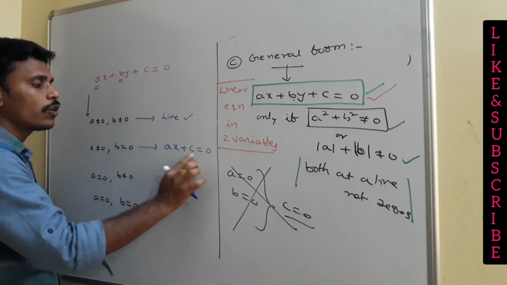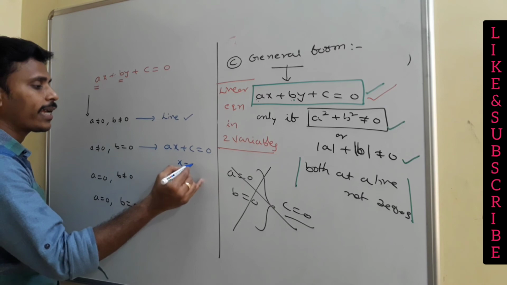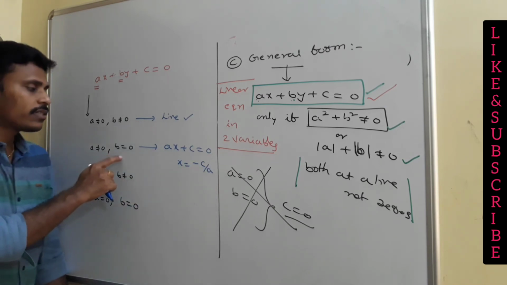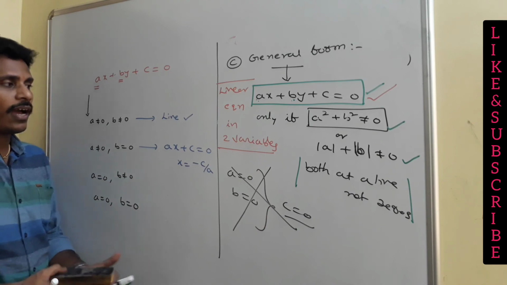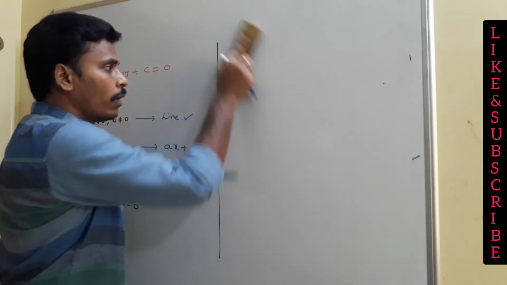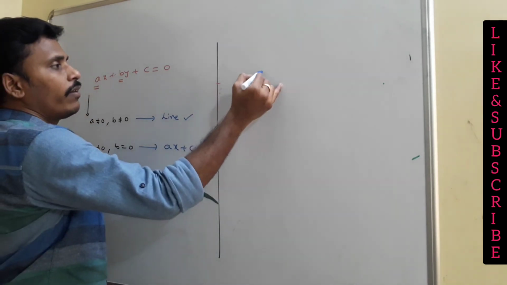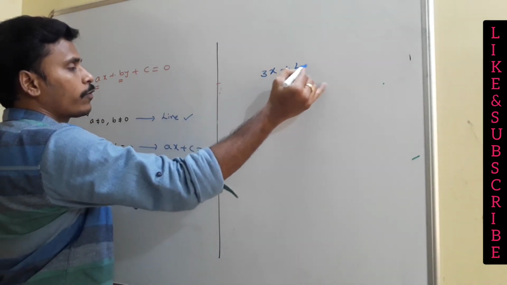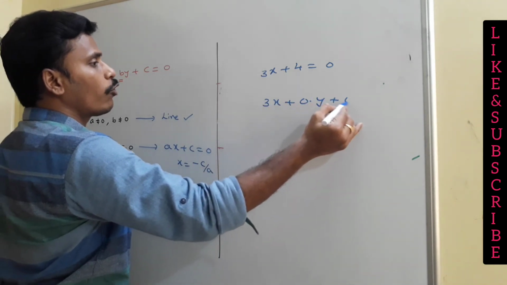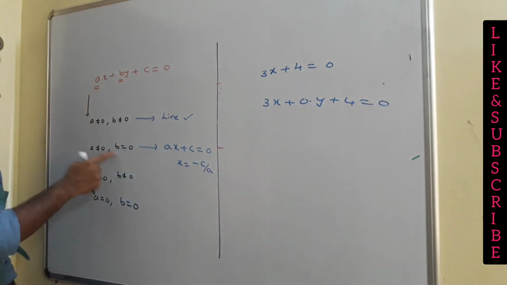Ax plus c is equal to 0, you may write it like x is equal to minus c by a. Once again I am repeating. Since b is equal to 0, I will erase this for the space concern. Look at this. I will give you one line of the format. 3x plus 4 is equal to 0. This is nothing but 3x plus 0 into y plus 4 is equal to 0. Both are the same, right, since b is 0.